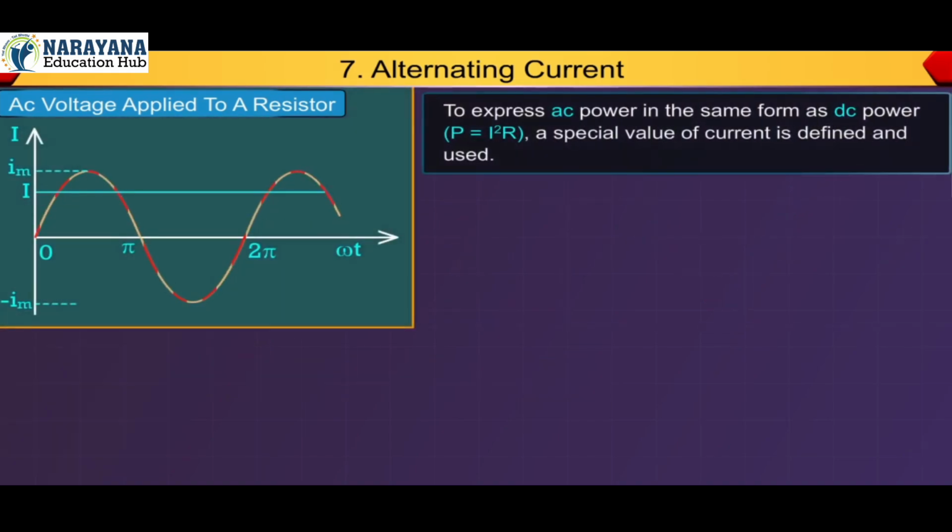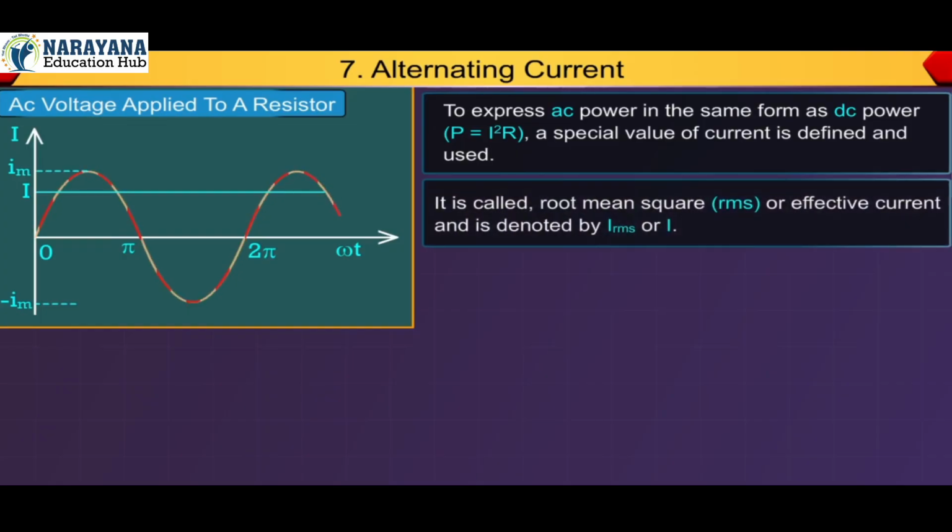To express AC power in the same form as DC power, which is P = I²R, a special value of current is defined and used. It is called root mean square, that is RMS or effective current, and is denoted by I_rms or I.